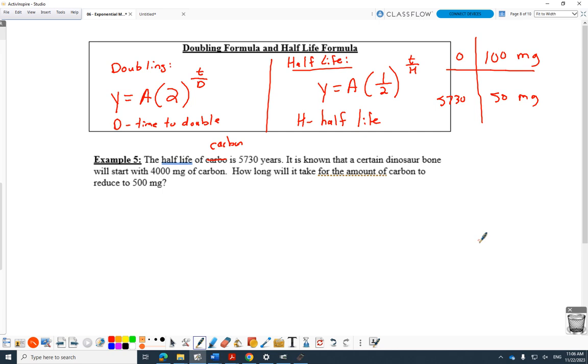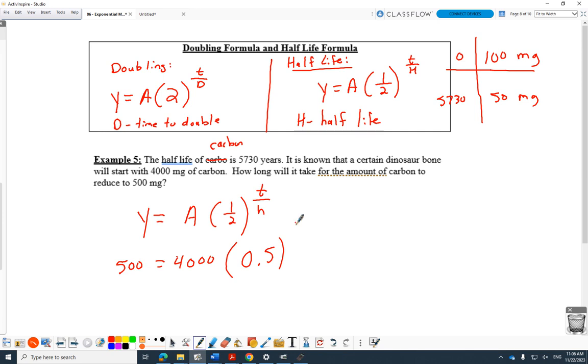We can do a question where it's like, okay, y equals a times 1/2 to the t over h. But we know a bunch of stuff. We know it started with 4,000, so we know the A. And as promised, most times we give you the initial amount. Now, 1/2, most times you'll just go ahead and use 0.5. That's totally allowed. And if we want to get the carbon down to 500, then we've got to figure out this T. Now, this is technically a grade 12 question. How long is the half-life? 5,730.